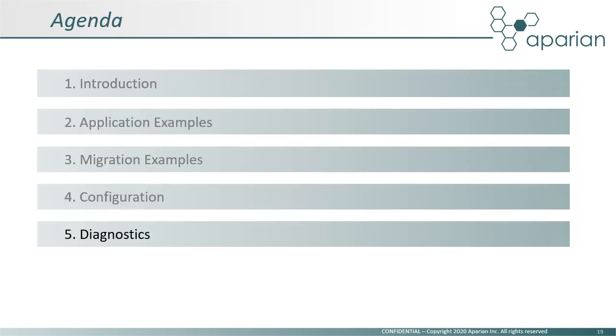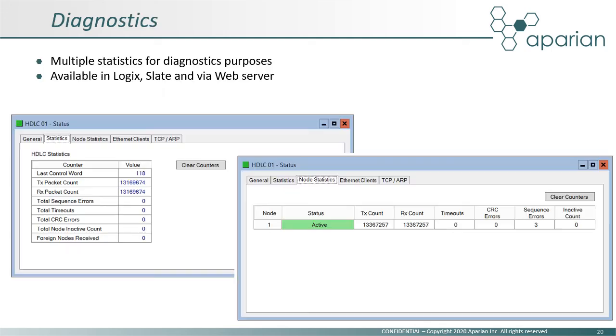The last section will show some of the diagnostics that the HDLC router provides. This information can be used to increase the speed of fault finding to minimize downtime. The HDLC router provides numerous statistics and diagnostics for the HDLC and Ethernet networks. There are also specific details for each HDLC node that is being communicated with or being emulated. All of these statistics and diagnostics can be accessed via the Slate utility or the module web server.